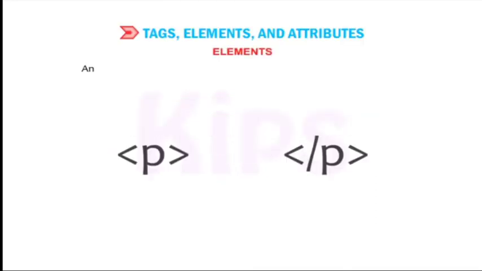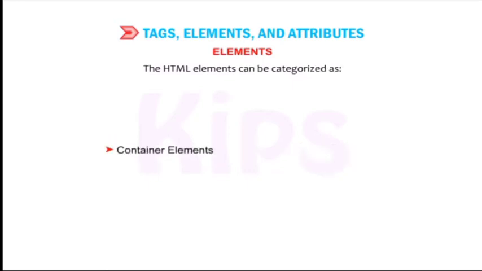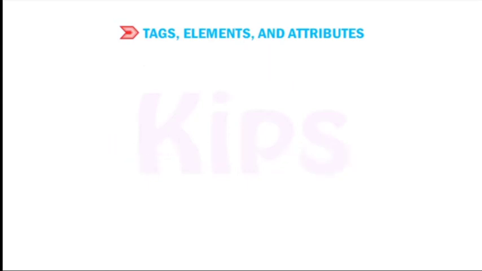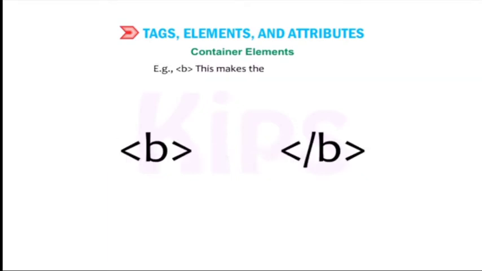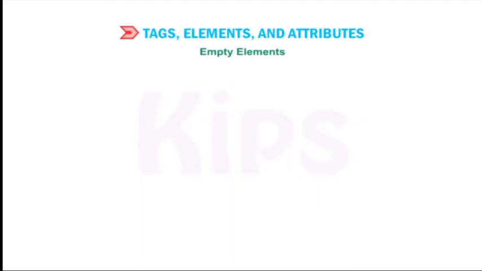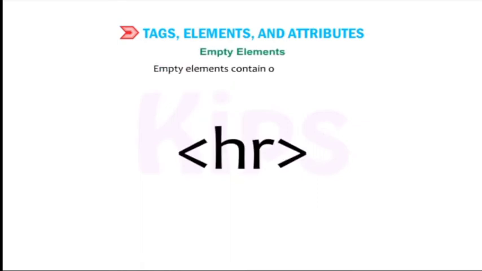Elements. An HTML element consists of an on tag, the content, and an off tag. The HTML elements can be categorized as container elements and empty elements. Container elements. The elements that include both on and off tags are called container elements. For example, <B>, this makes the text bold, </B>. Empty elements. Empty elements contain only on tags. They do not have off tags. These elements do not enclose any data. Instead, they do some function on their own. For example, <BR> tag. It breaks a line and displays the text from the next line.